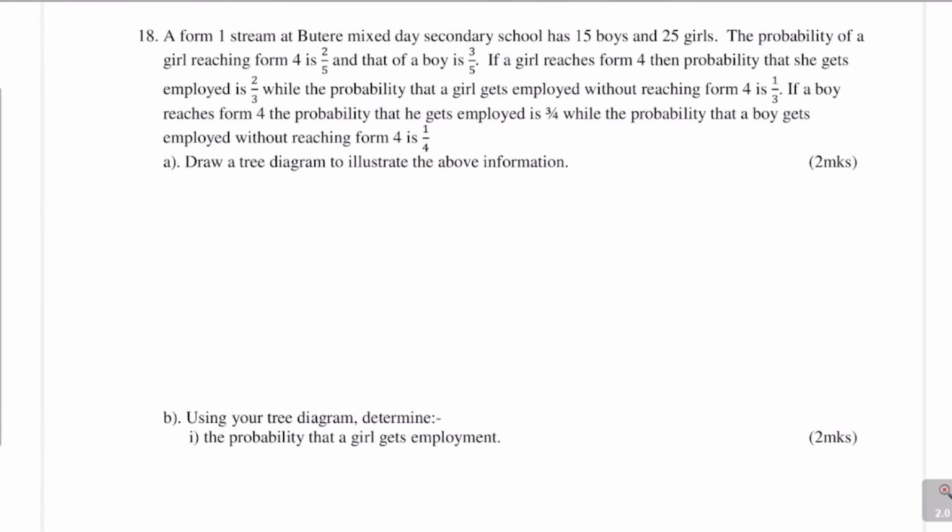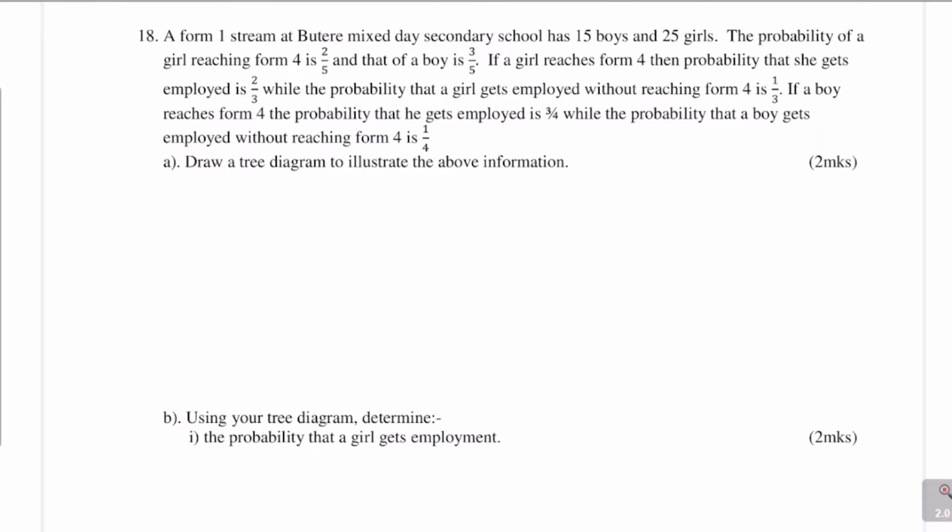Question 18. A Form 1 stream at Butere Mixed Day Secondary School has 15 boys and 25 girls. The probability of a girl reaching Form 4 is 2 over 5, and that of a boy is 3 over 5. If a girl reaches Form 4, then the probability that she gets employed is 2 over 3, while the probability that a girl gets employed without reaching Form 4 is 1 over 3. If a boy reaches Form 4, the probability that he gets employed is 3 over 4, while the probability that a boy gets employed without reaching Form 4 is 1 over 4.